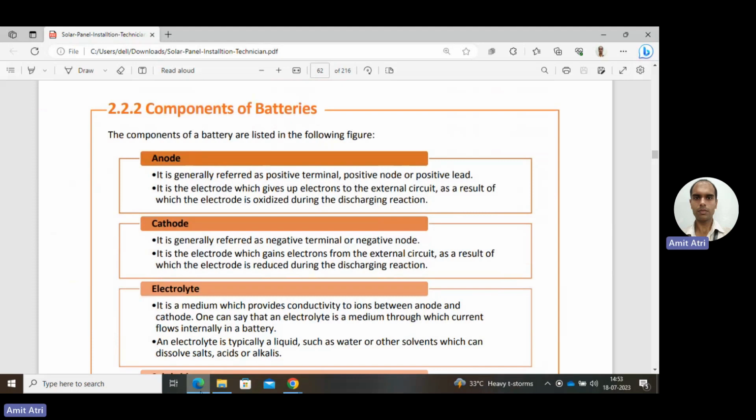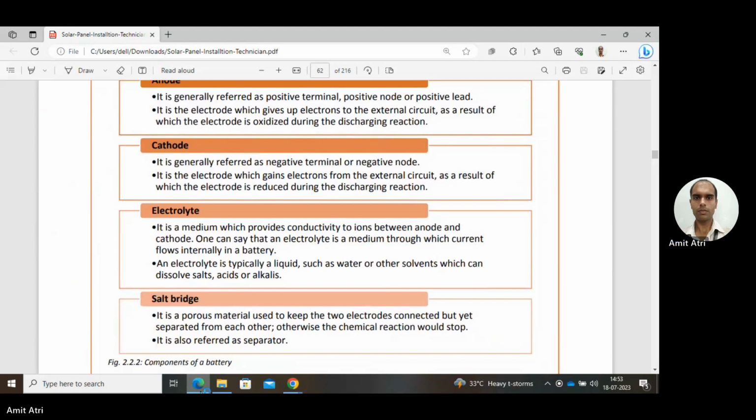The electrolyte is typically liquid. So water could be there, other solvents like dissolved salts, acids, or alkalis could be used as an electrolyte. One more component is the salt bridge. Basically, it is a separator. The salt bridge is a porous material used to keep the two electrodes connected, but yet separated from each other. Otherwise, the chemical reaction would stop. So the salt bridge is also known as a separator.